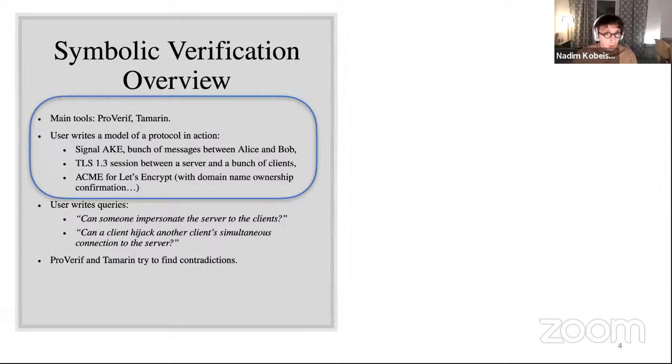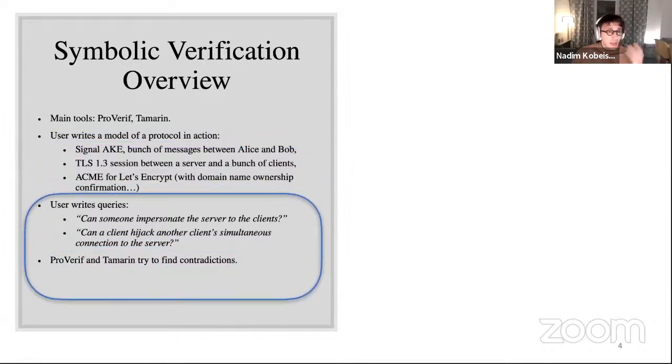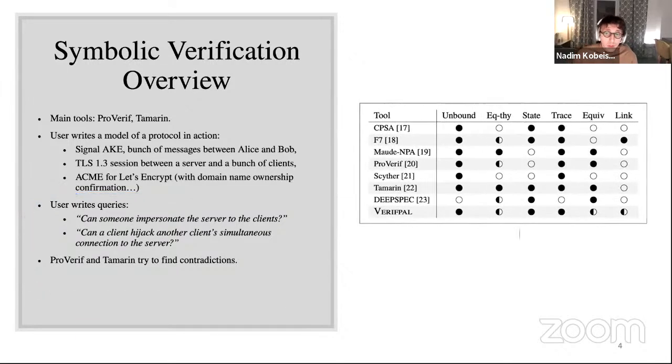and Tamarin, and indeed they are being used more and more. In these tools, you write a model of the protocol. So if you're modeling Signal, you just model a key exchange between Alice and Bob. If you're doing TLS, you'd model a session between a server and a bunch of clients. And then you ask questions, essentially. Can someone impersonate the server? What happens if my phone is hacked and my keys are stolen temporarily, my state is hijacked temporarily? Do I get forward secrecy? And then Proverif and Tamarin try to find contradictions to these queries.